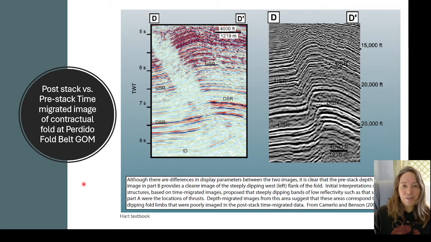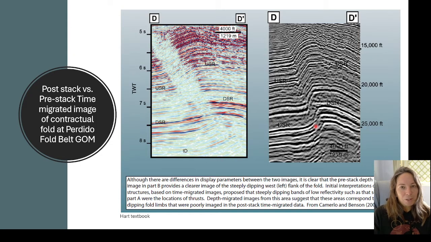All right, and then another example, here we've got the Perdido fold belt in the Gulf of Mexico, kind of on the western side of it. And you can see a really dramatic difference between the post-stack and the pre-stack time migration. So this pre-stack image over here gives us a much clearer picture of the steeply dipping west flank of the fold. And so this really demonstrates why processing decisions are so critical for structural interpretation.